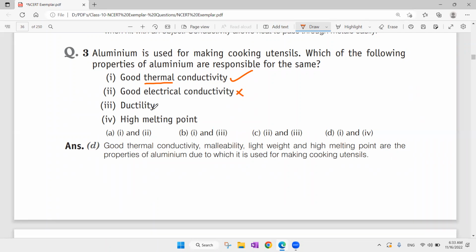Ductility is the ability of making metals into wires. Here, nothing to do with wire. High melting point, yes. So the answer is 1 and 4. So here D is the option, 1 and 4.